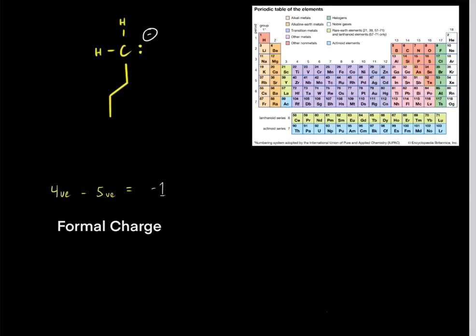And we know if we take the number of valence electrons an atom is supposed to have and subtract it by the number of valence electrons the atom actually has, that will give us the formal charge, which would give us -1. So we know this carbon has a formal charge of -1, which means it has this localized negative charge, the charge of 1 electron. That's why it's -1.